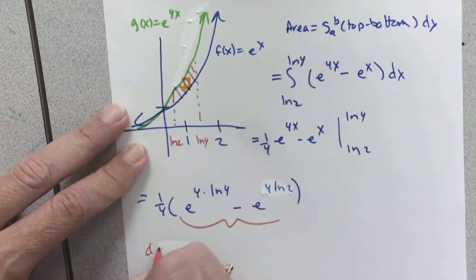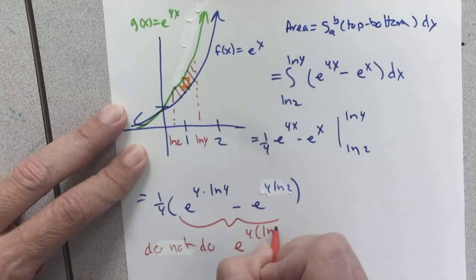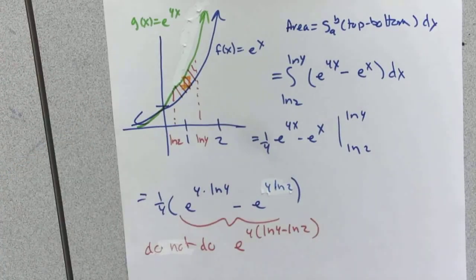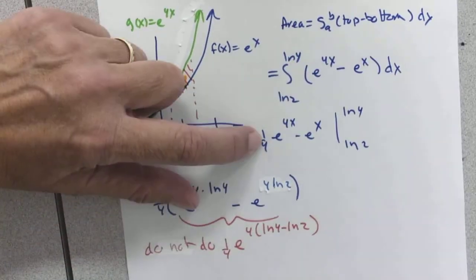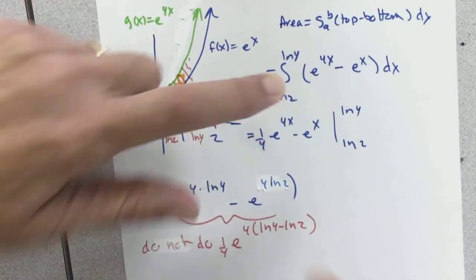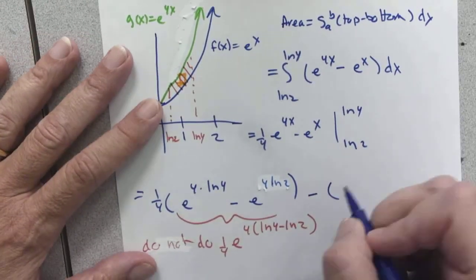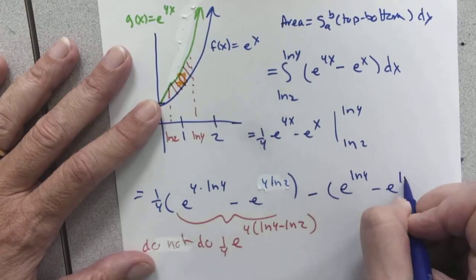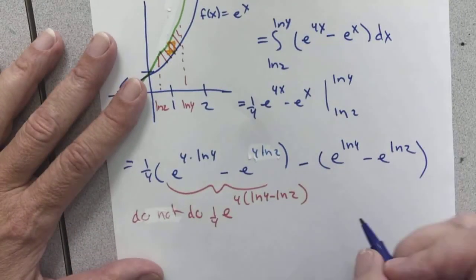And again, let's put it this way, do not do this: e to the 4 times natural log of 4 minus natural log of 2. Some people will do that. I'll put the 1/4 out in front too. They'll keep the 1/4, they'll keep the e, and they'll keep the 4, and then they only think about plugging into the x, upper minus lower. You're plugging into the entire function. You're taking that natural log of 4, plugging into the entire function, plugging in the natural log of 2 into the entire function. Then minus parentheses, e to the natural log of 4 minus e to the natural log of 2. And now we start to simplify this, and we do want it fully simplified.